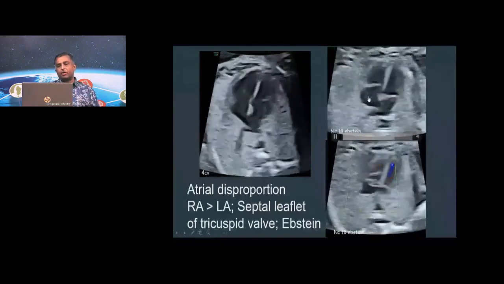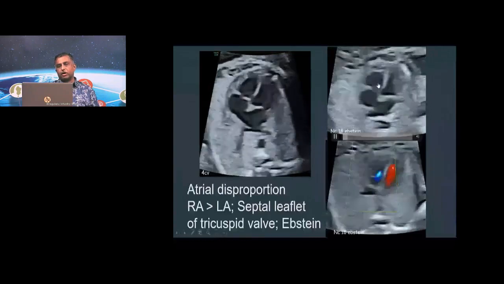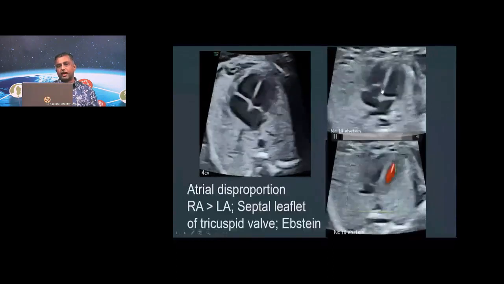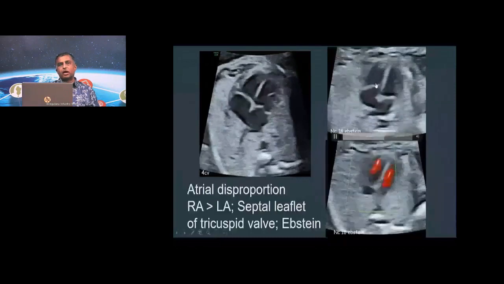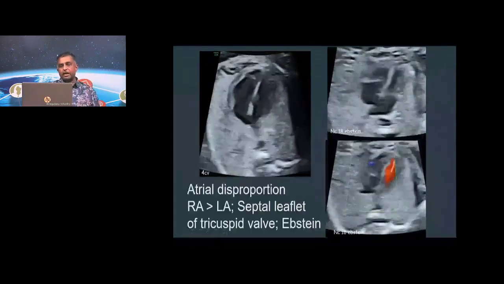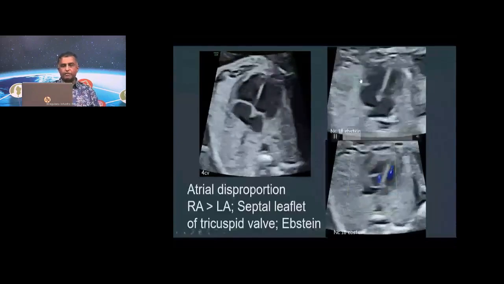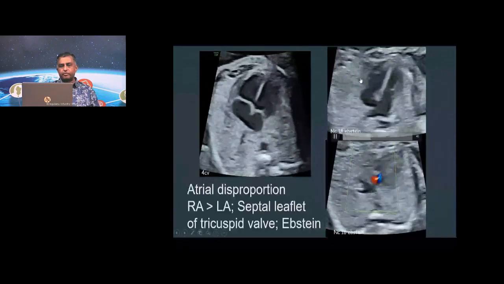One is a part of the ventricle is now incorporated into the right atrium because of the valve shift over here, or the valve displacement, and you also have a tricuspid regurg. So that is an Ebstein's anomaly, and the first thing which your eyes noticed was the disproportion between the left atrium and the right atrium.